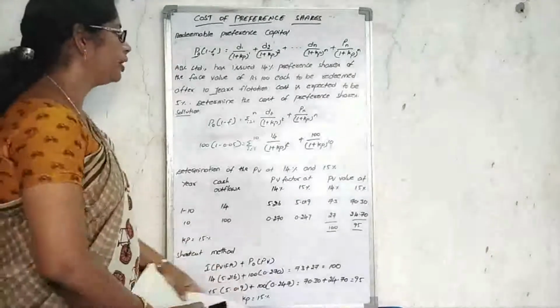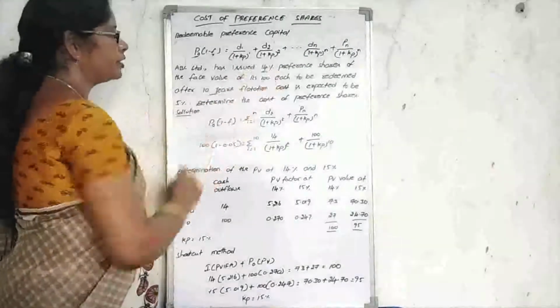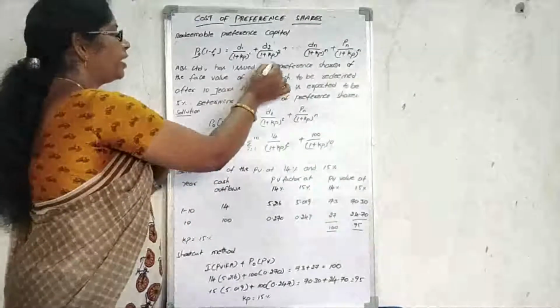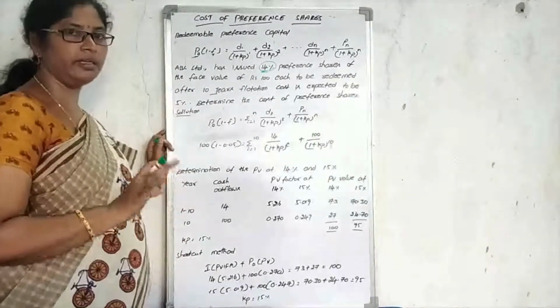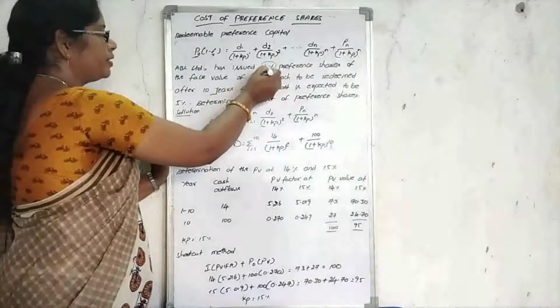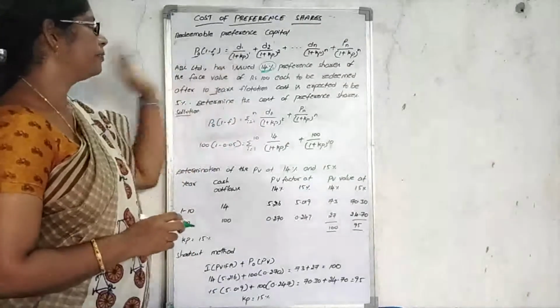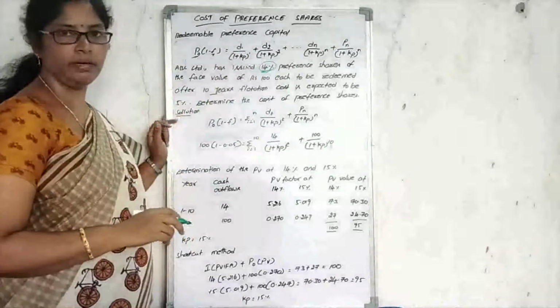F, they already mentioned. ABC company has issued 14% preference shares. So what is the 14%? This is the pre-agreed value. After 1 year, they should pay 14% dividends to the shareholders. So 14% is the dividend. So that is the D1, divided by 1 plus KP whole power 1.